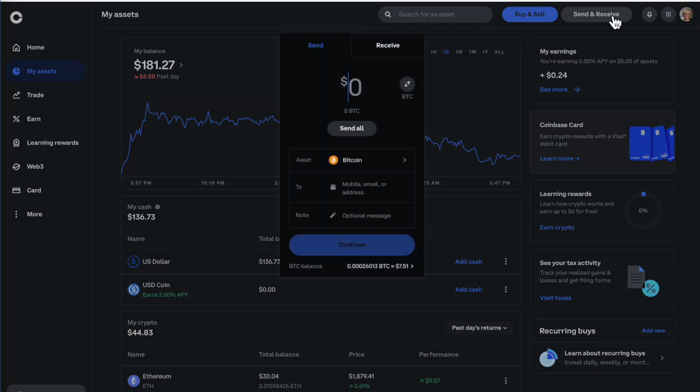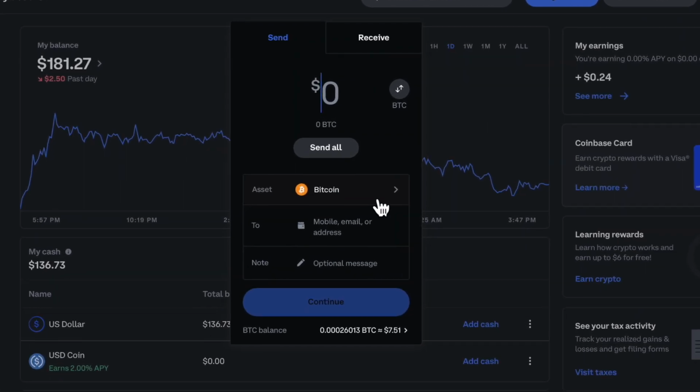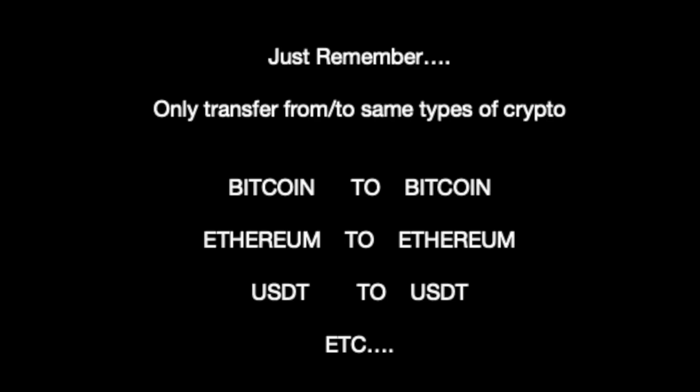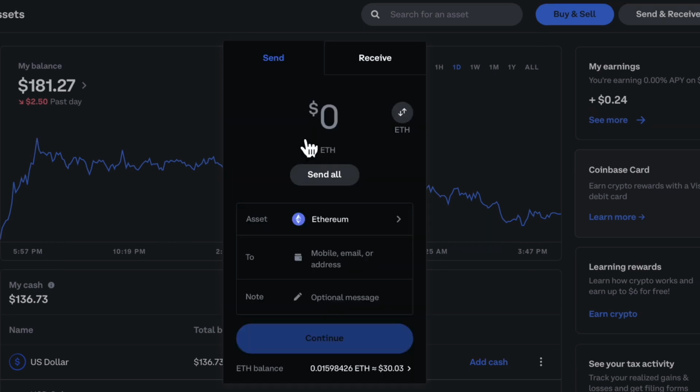So this tab allows us to send and receive crypto. That means to send your crypto off your exchange account or to receive crypto into your exchange account. So first and foremost, make sure you designate correctly which cryptocurrency you would like to send. And this is extremely important. You can only transfer from and to the same types of crypto. I'm going to switch this to Ethereum. So if I wanted to send Ethereum, let's just say $10 worth of Ethereum. And I also have the option to send all, which would send the maximum that I have, less the fees that they're going to charge me to do it.